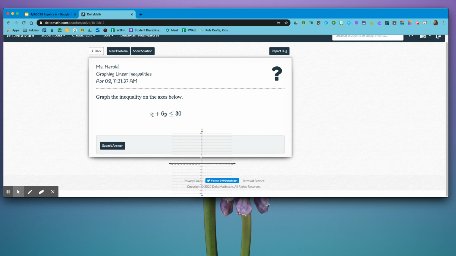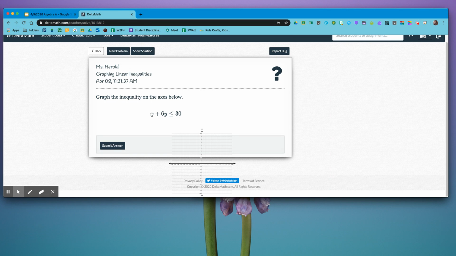Okay, I'm going to now solve this equation for y in terms of x. So I'm going to subtract x from both sides. So I get 6y is less than or equal to 30 minus x. And then I'm going to divide each individual term by 6. That gives me y less than or equal to 5 minus x over 6. So that means that I'm going to have to decide what my slope and y-intercept are. If I reverse the order of the two things to the right, I'm going to get y is less than or equal to negative x over 6 plus 5.